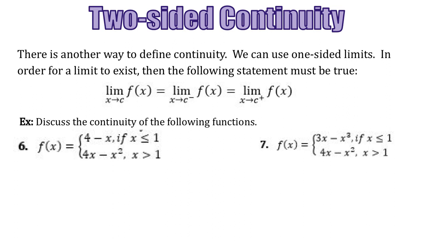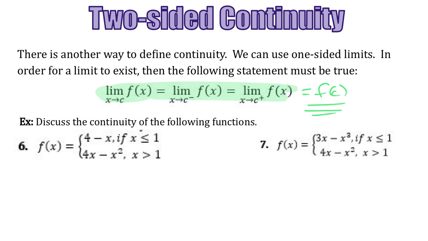So another way to define continuity is using one-sided limits. We can say that if the limit, as we approach c, of both the left and the right side of the limits is equal, and make sure you add this, and they're equal to the value of the function when we plug in c, so this goes back to that original definition, then a function is continuous.